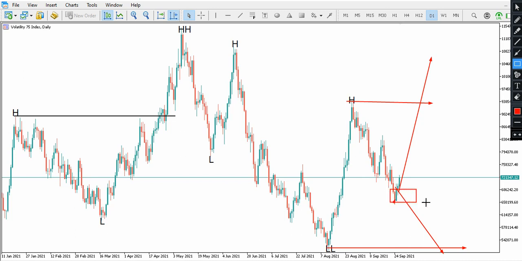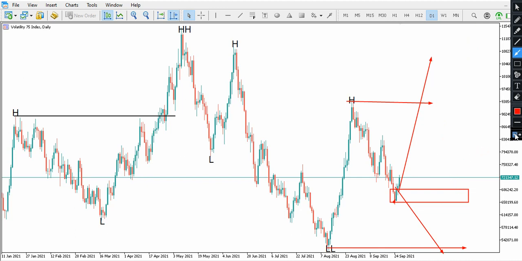Therefore, what are we going to have? We're going to have the failed market structure for a bullish move, because this low failed to take out this previous low, but it took out the previous high. So what then to expect in this order block here? We expect price to come and respect this order block and then shoot back up again. So this is all that there is about the failed market structures.